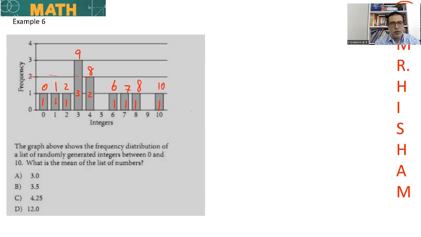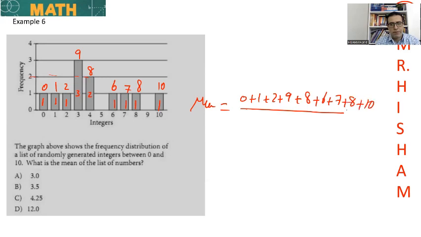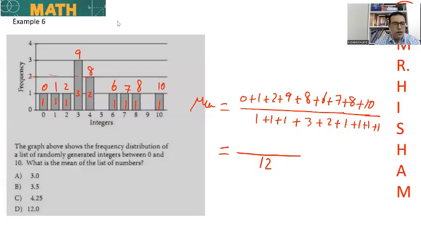and 10. So the mean is equal to 0 plus 1 plus 2 plus 9 plus 8 plus 6 plus 7 plus 8 plus 10, divided by 1 plus 1 plus 1 plus 3 plus 2 plus 1 plus 1 plus 1 plus 1, 10 values. So the numerator gives me 51, the denominator gives me 12, and 51 divided by 12 is 4.25. So the right answer is C.